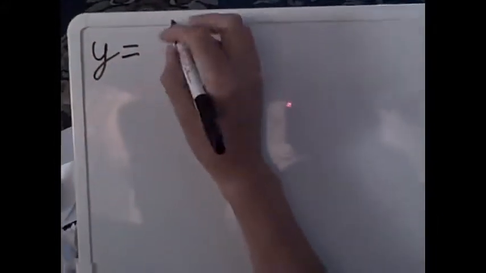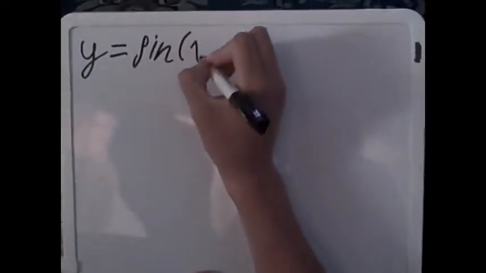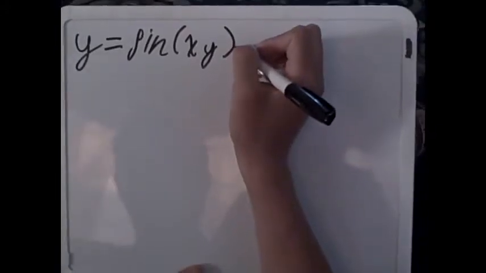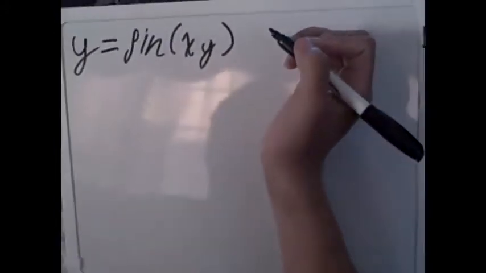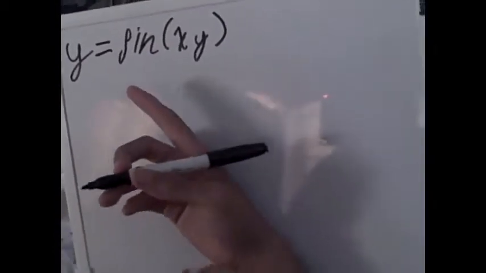So here's the problem. y equals sine xy. There we go. So that's the problem. I'm pretty sure you guys remember how to derive a trig function, so I'll give you a few seconds to do it and I'll show you how it's done. Okay, so let's derive this, shall we?